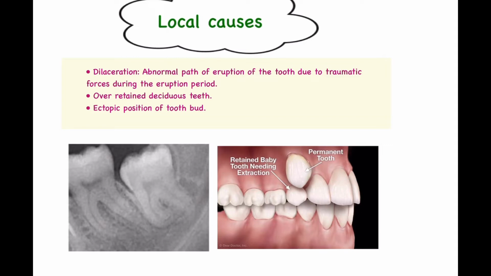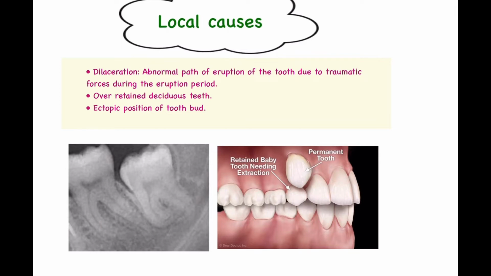Then over retained deciduous teeth. Now definitely in the definition itself we learned that the tooth is positioned against another tooth, so obviously if there is any over retained deciduous tooth, it may directly prevent the permanent tooth from erupting into the oral cavity.